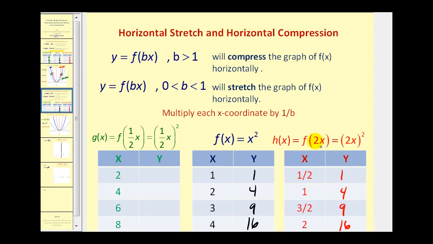Notice when b is equal to 2, we leave the y coordinates the same, and then either multiply the original x coordinates by 1 over b, or just divide by b. Let's now take a look at f(1/2 x), which would equal 1/2 x squared. So b is equal to 1/2. Well, multiplying by 1 over 1/2 would be the same as multiplying by 2. So in this case, if we multiply the original x coordinates by 2, we are going to get the same y coordinates.